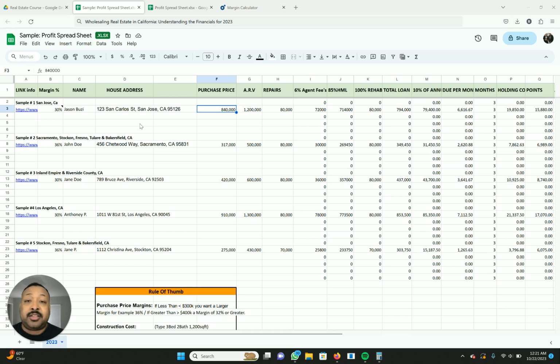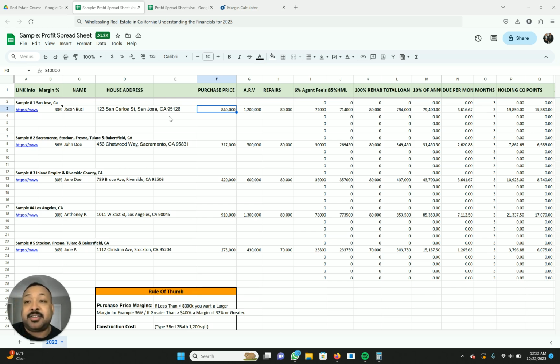So right here on this spreadsheet, this is going to be a sample spreadsheet. I'm going to give you guys the sample one that we're looking at right now, and I'm also going to give you a blank one for you to start using on your own. So with that being said, since we're focused on this California market, what I did is I broke this up into 5 different locations.